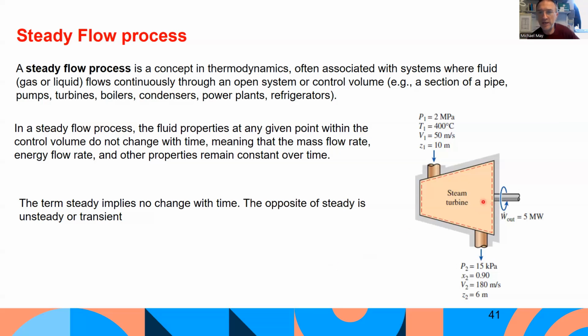So we have a turbine here. It's an open system, with the steam coming in and going out, and we assume the mass flow rate of the steam coming in and going out is constant and doesn't vary. And we can analyze this as what we call a steady flow process. And we will be looking at these later on in the course.